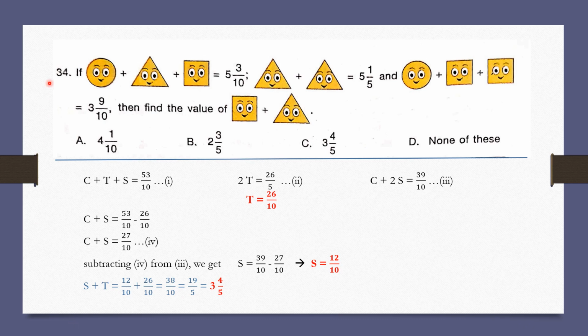Question number 34. If circle plus triangle plus square equals 5 3/10, triangle plus triangle equals 5 1/5, and circle plus square equals 3 9/10, then find the value of square plus triangle. So let's see. First it is given circle plus triangle plus square, C plus T plus S, equals 10 times 5, 50, 53/10. Now 2 triangle equals 5 times 5, 25, plus 1, 26/5.